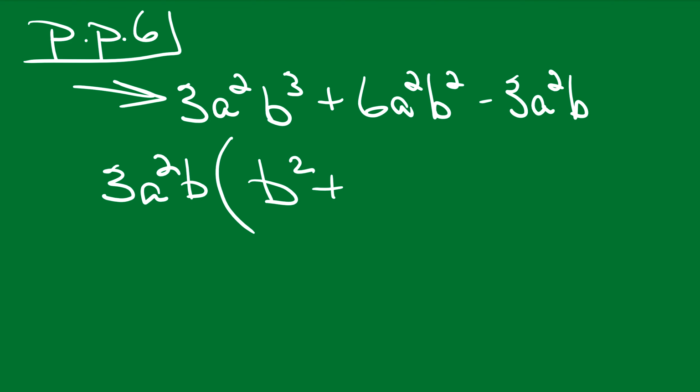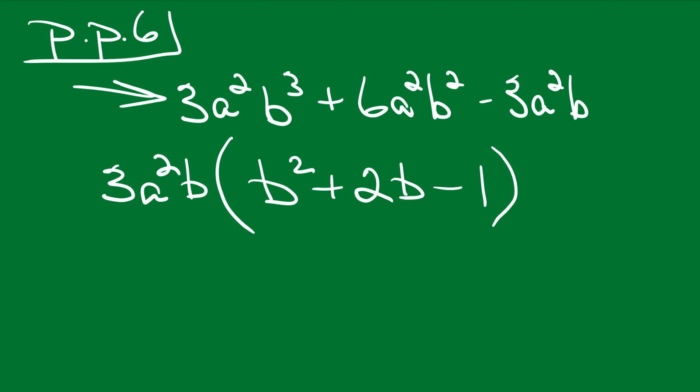Plus 6 divided by 3 is 2. Then I got a squared divided by a squared, which is 1. Multiply to the 2, stays 2. And then b squared divided by b is b. And about a minus sign here. 3a squared b divided by 3a squared b is 1.